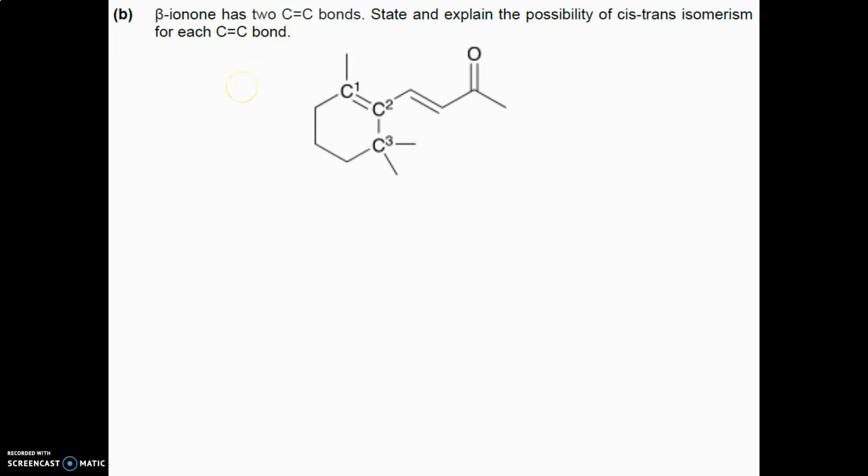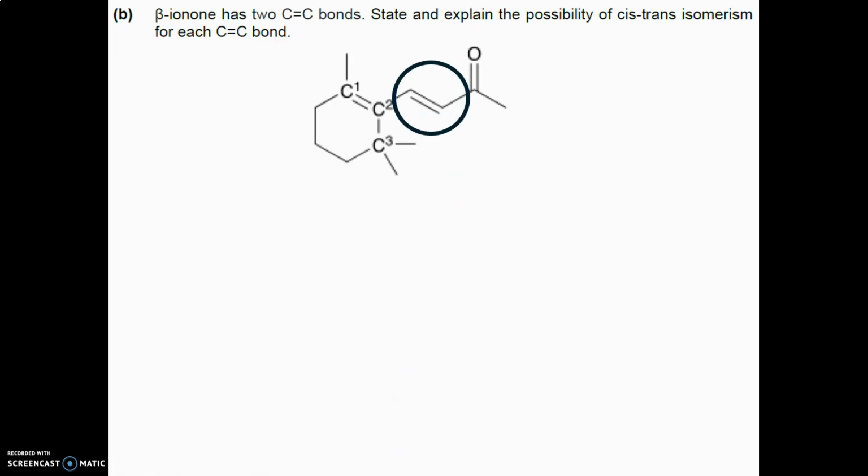Part B, beta ionone has 2 C=C bonds. State and explain the possibility of cis-trans isomerism for each C=C bond. So the 2 C=C bonds are here and here. So we need to find out whether each C=C bond can exhibit cis-trans or not.